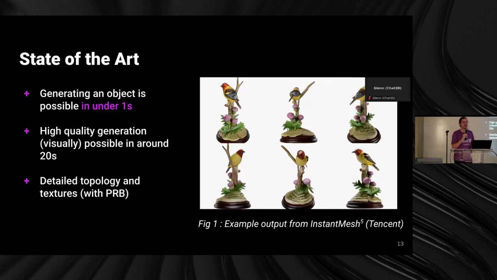I say high quality visually because it's high quality in terms of the look of the 3D objects, not in the parameters or the details, as we see just afterwards. And finally, you have a detailed topology. You have some physically based rendering with the texture. It's not perfect, but you can get these sorts of 3D models that look quite good. This is an example output from InstantMesh from Tencent, or from a research lab in Tencent, from an image. This is quite a good result visually.